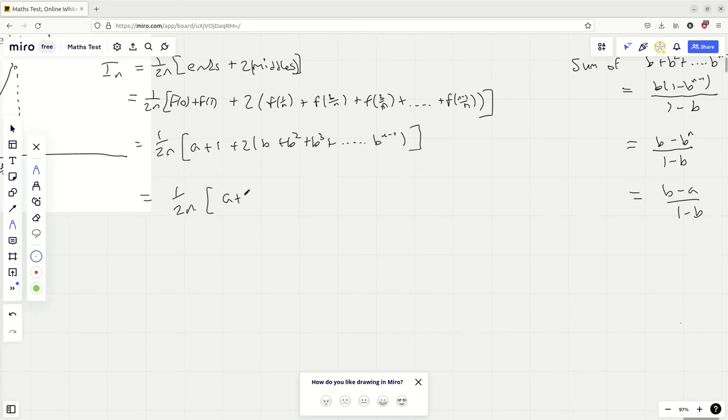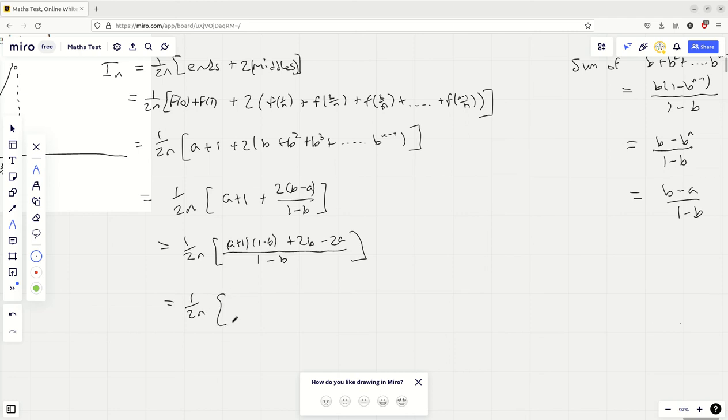1 over 2n, a plus 1 plus 2b minus a over 1 minus b. Naturally, we want a common denominator there. That's going to be a plus 1, 1 minus b, plus 2b minus 2a, all over 1 minus b. And then we'll just tidy that. And because we know the answer, it kind of gives us an advantage. But you're going to get an a minus a 2a, so you're going to get a minus a here. You're going to get a plus 1. You're going to get a minus ab. And then you're going to get a minus b, but plus 2b. So that's a b.